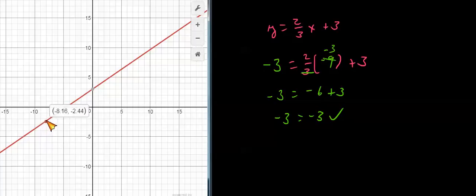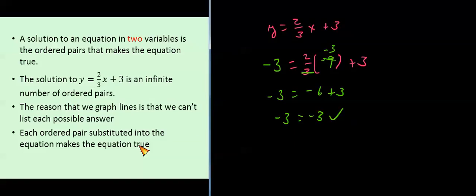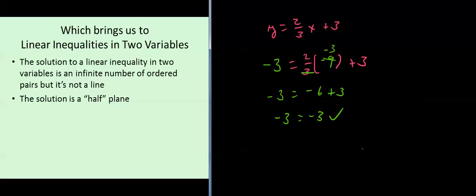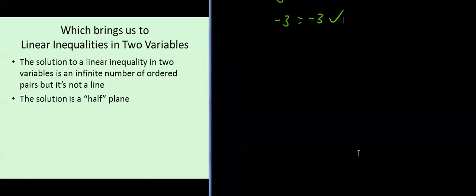But all these points are solutions. The whole reason for graphing the line is to see the solution. We can't list all the answers. Any one of those ordered pairs would have worked. Which brings us to what we're doing today, linear inequalities in two variables. The solution to a linear inequality in two variables is an infinite number of ordered pairs, but it's not just a line. It turns out to be half the plane. And we're going to graph these.